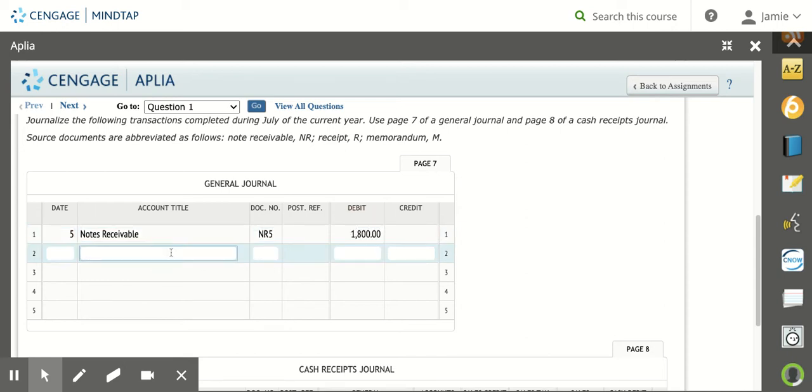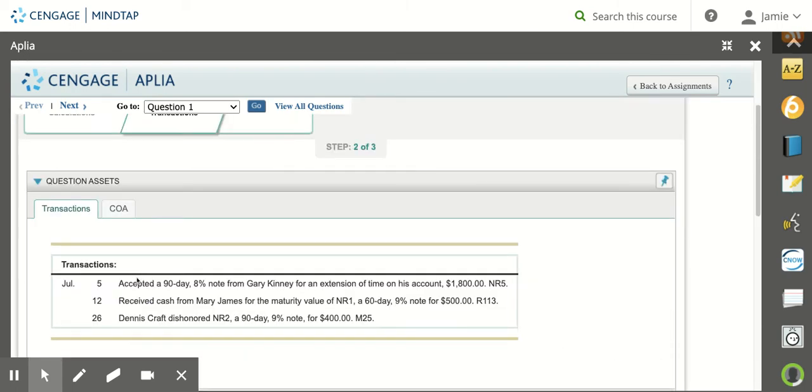Debit notes receivable to increase that, and credit accounts receivable / Gary Kinney. So that is moving money out of accounts receivable into notes receivable. That is transaction number 1.